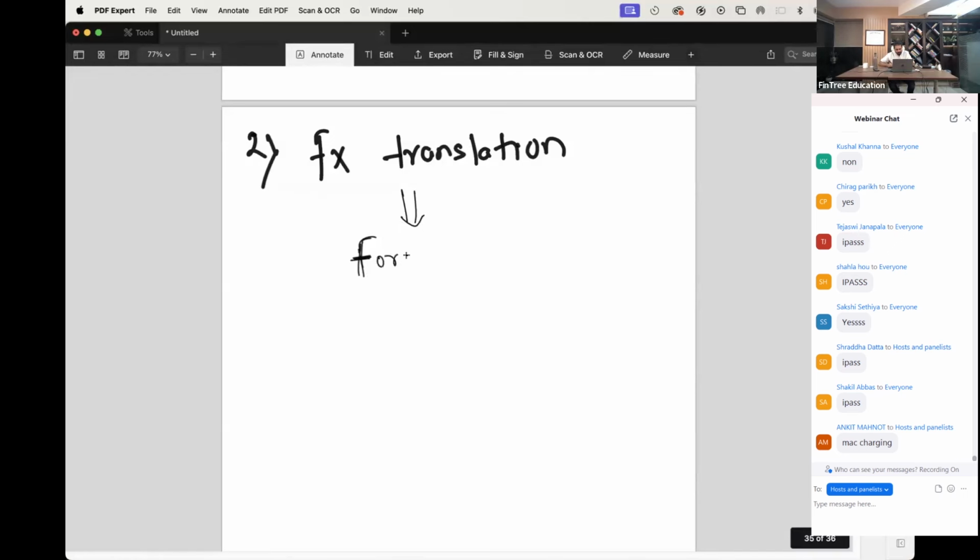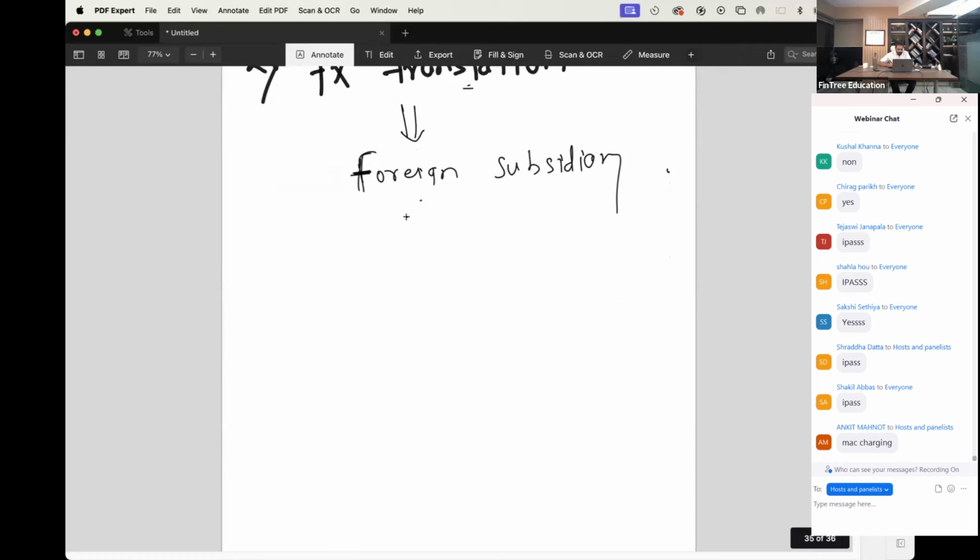If you have a foreign subsidiary, then when you want to convert those foreign subsidiary to your domestic currency, that's where you need to be using this translation mechanism. Now, there are two methods proposed. Which two methods? Current and temporal.